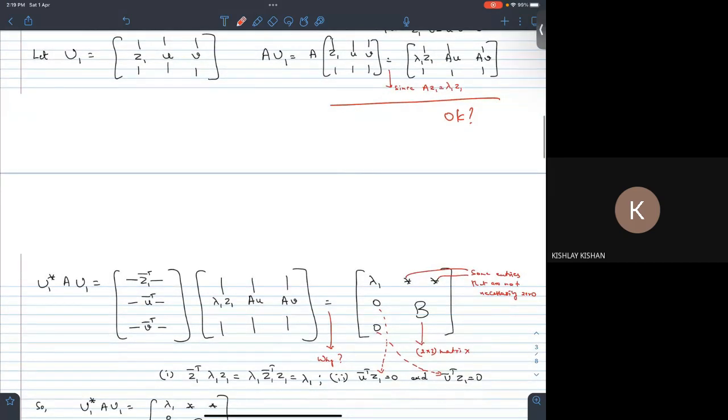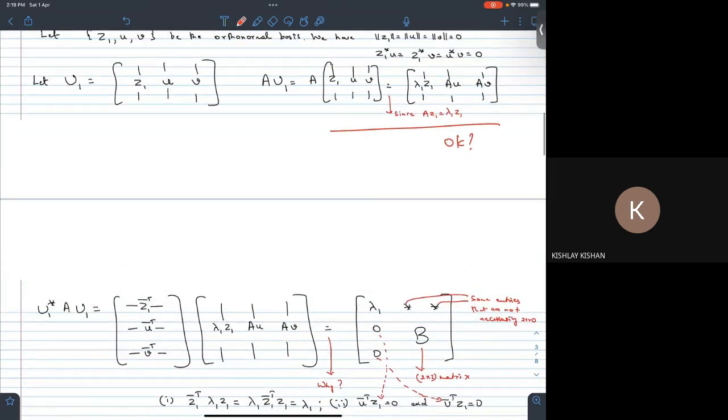Now if I do U1 star AU1, what will I get? U1 star is you take the conjugate transpose, Z1 bar transpose, U bar and so on, times this. I know AU1 is these columns with lambda 1 Z1 and these two. Got it? The important thing to achieve, you look at this matrix, these two became 0. That was my exact doubt from the previous, how this matrix came up.